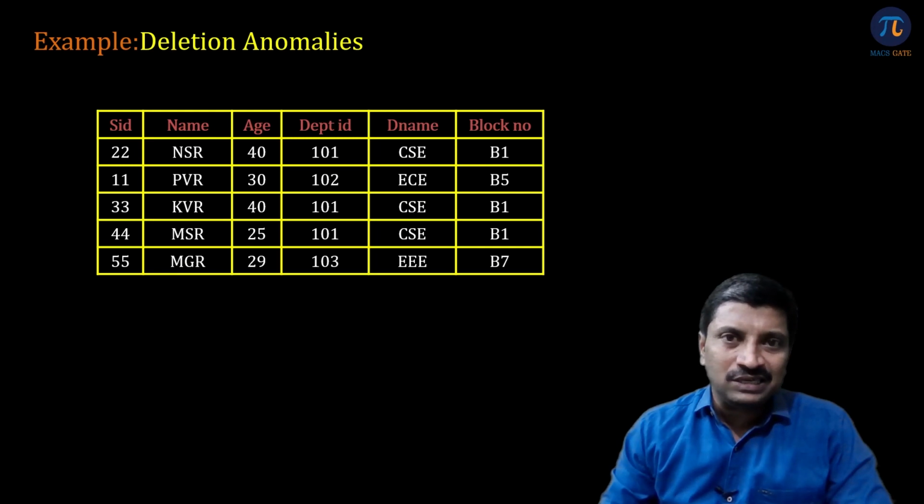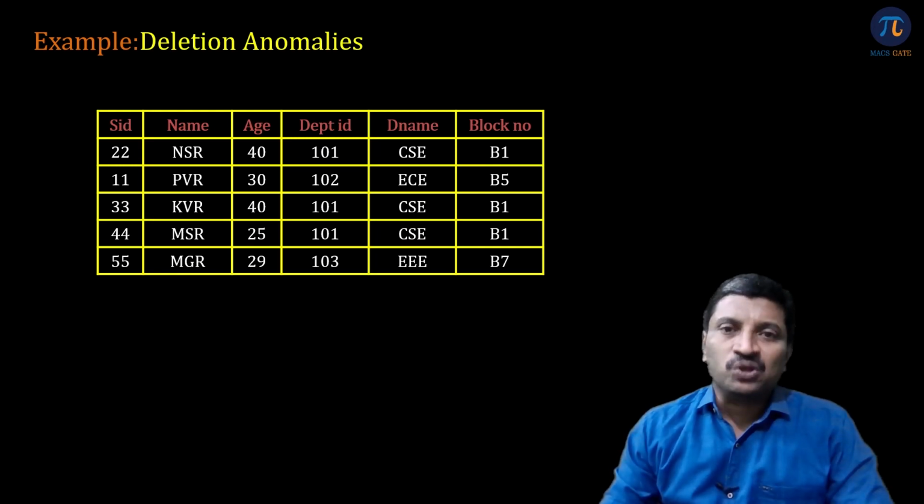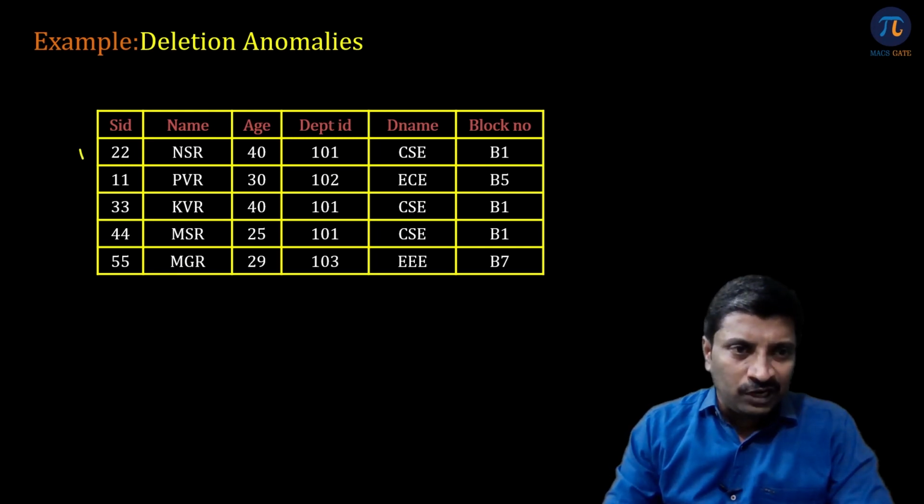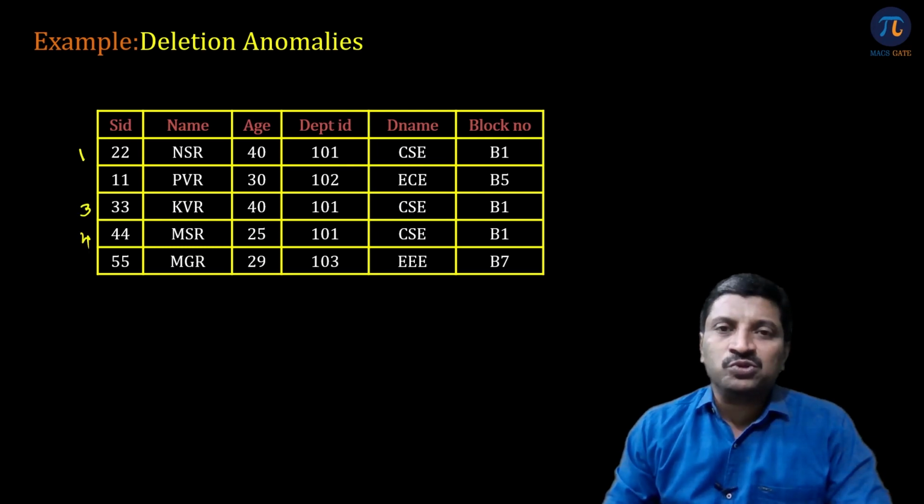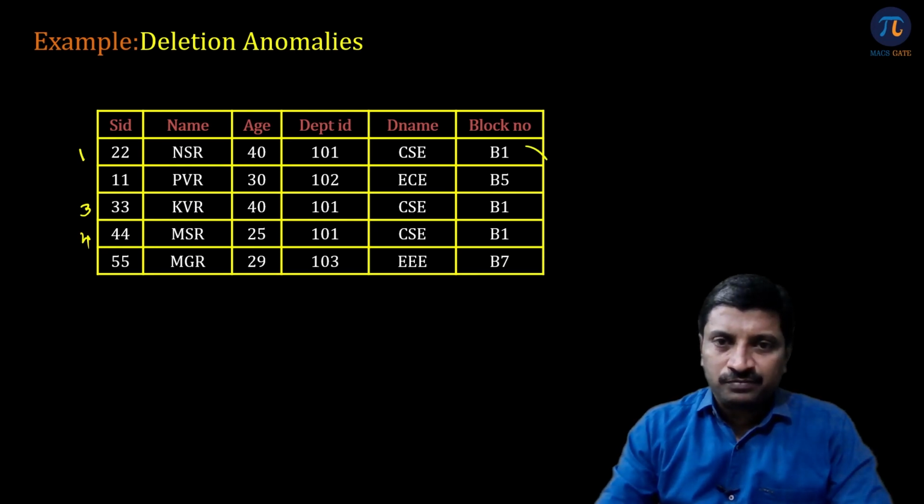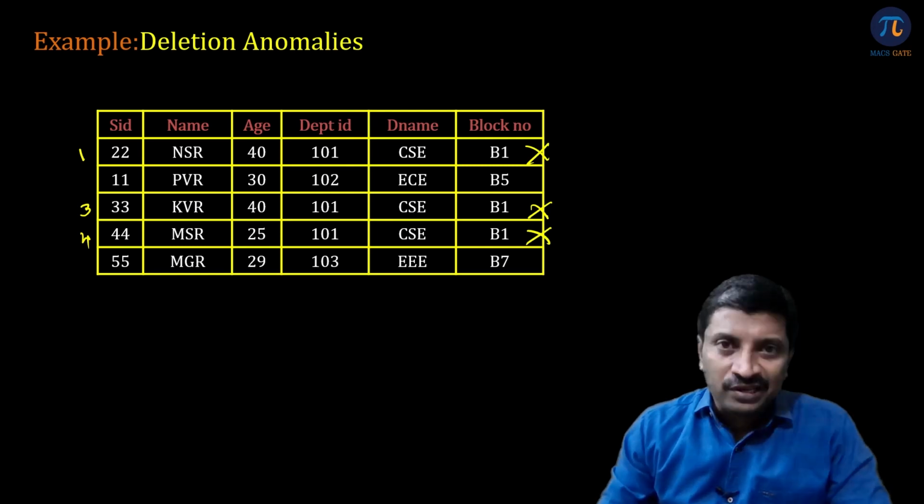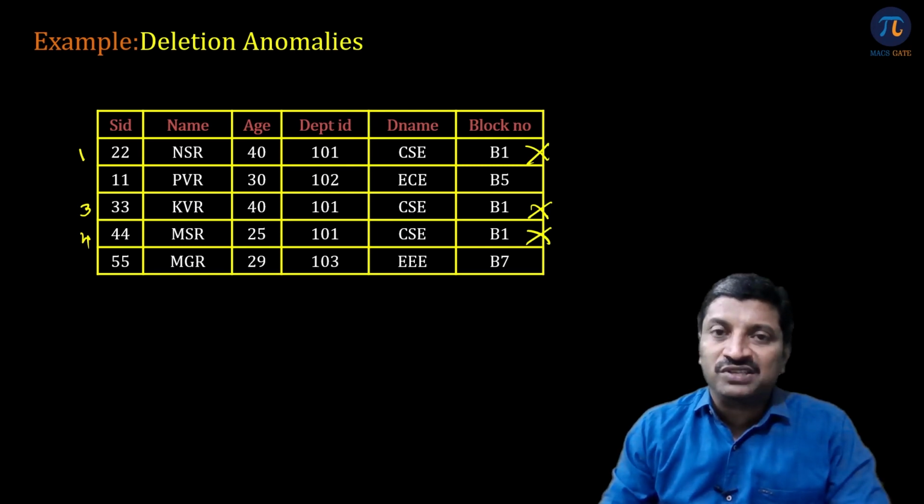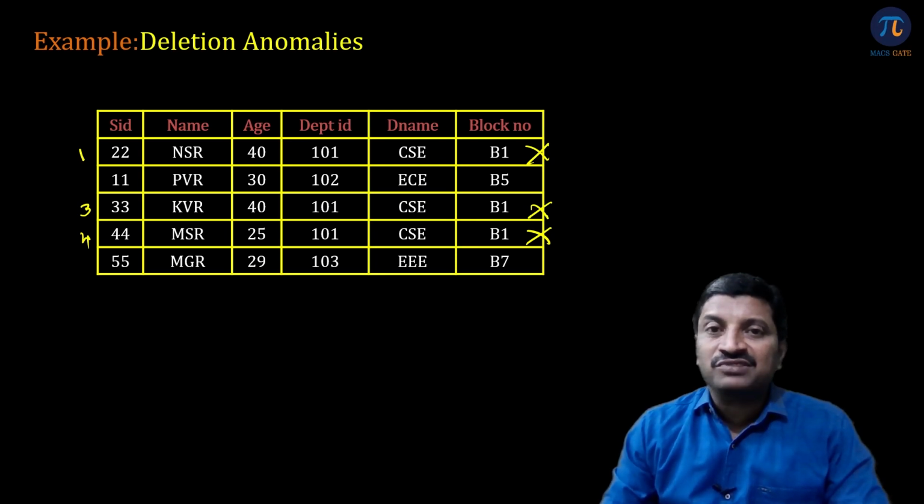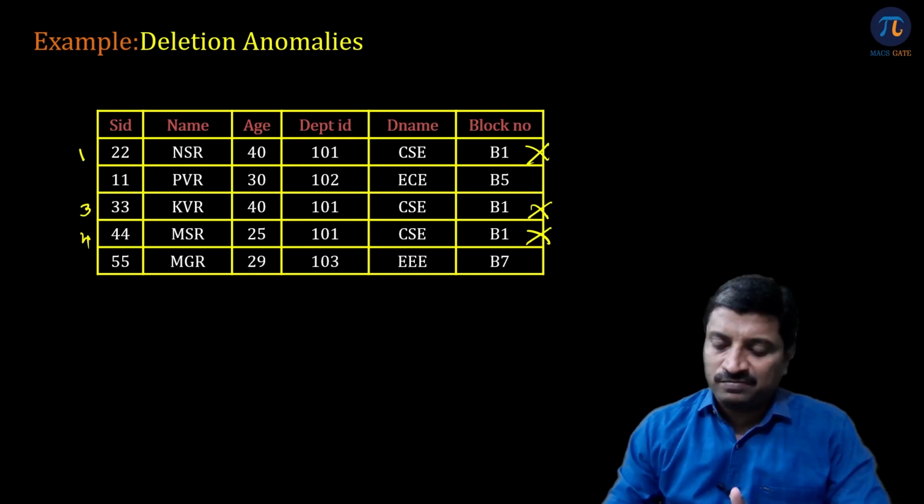The next one is deletion anomalies. Suppose we need to delete record 1, record 3, and record 4. So we are supposed to delete all these 3 records. If I delete all these 3 records, then in the remaining relation, we don't have the details of the CSC department. That means we lose the details of the CSC department. So this is an example of deletion anomalies.